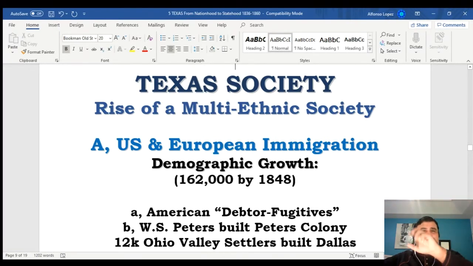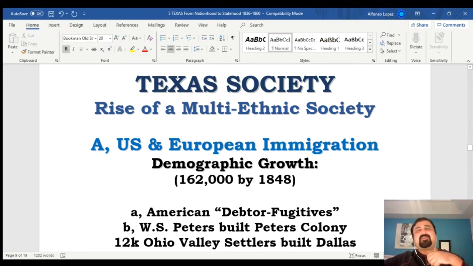Texas is going to be settled in different regions by different peoples who come from many different backgrounds. So we see the rise of a multi-ethnic society, and it still is today. This is something that begins to be very highly visible during the Texas Republic. Not that it was not already multi-ethnic, it was, when you pay attention to the Native American groups, which we cover very early on in the semester.